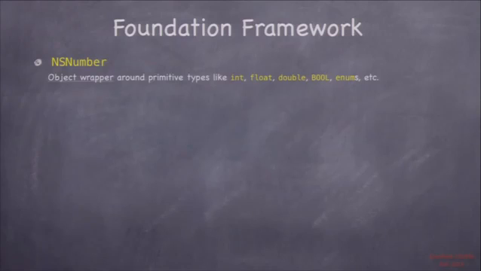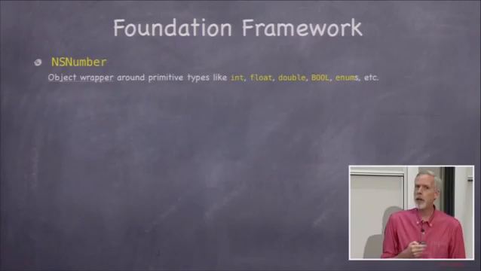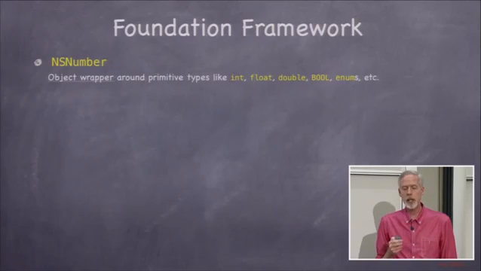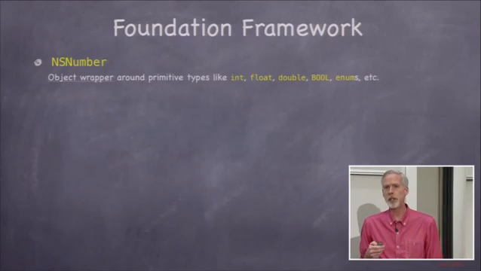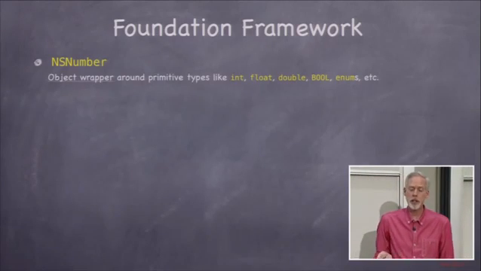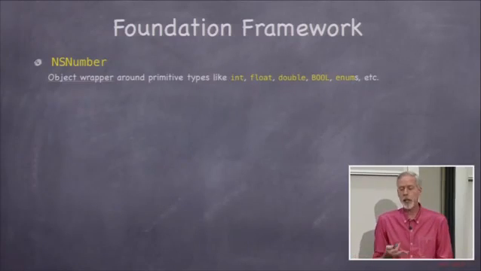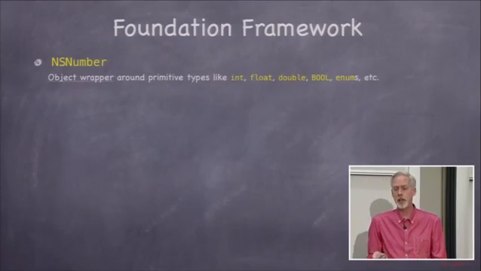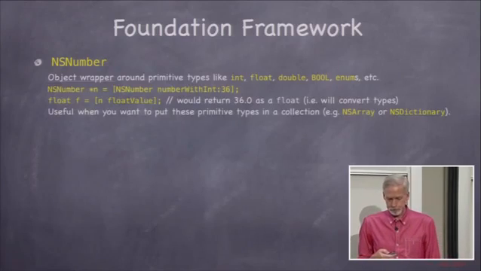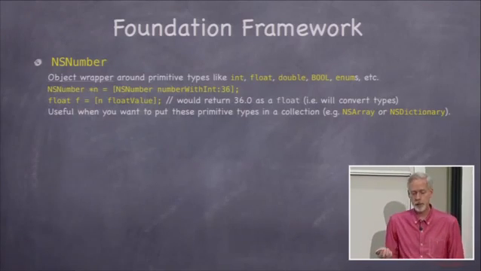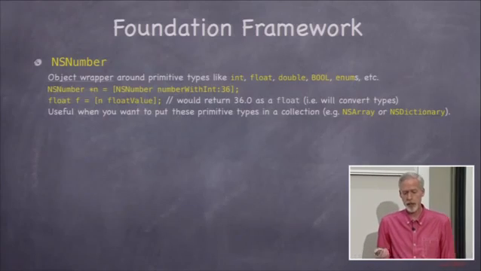Okay. Next, NSNumber. NSNumber is a class that is used to wrap primitive types like integers, floats, doubles, bools, things like that. And why do you want to wrap them? Usually because you want to put them in an array or a dictionary. So you can't put an int into an array. You need to have an NSNumber object. You can create them with class methods like numberWithInt. That's a class method in NSNumber.